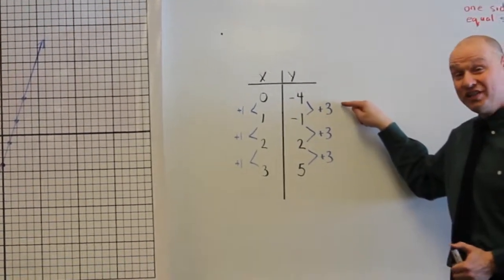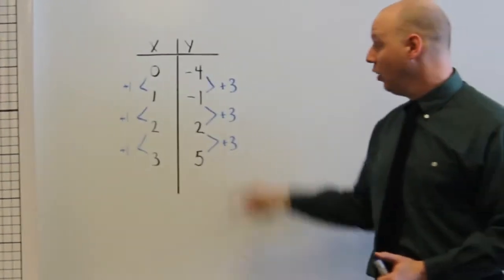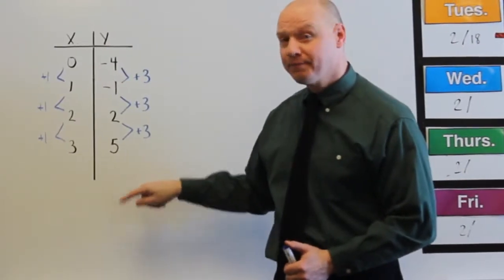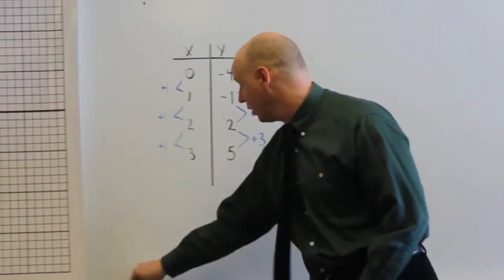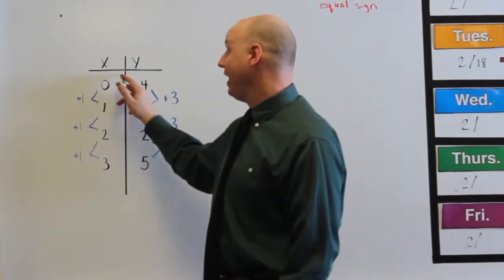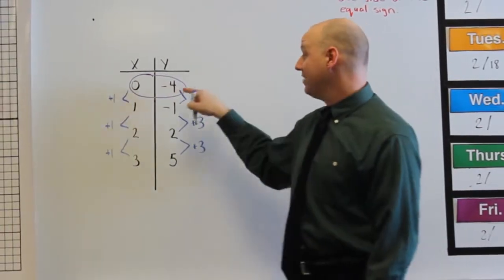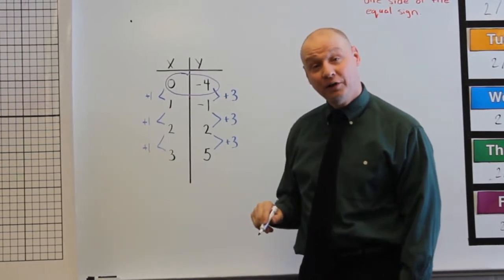Did you notice that we're going up at a constant rate of 3? Y is going up 3 every time x goes up 1. This is a linear function, or a linear relationship. Also, did you notice that our y-intercept is -4? That's the y value when x is 0. That's going to be our y-intercept.